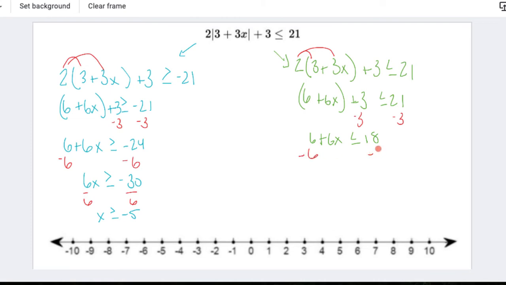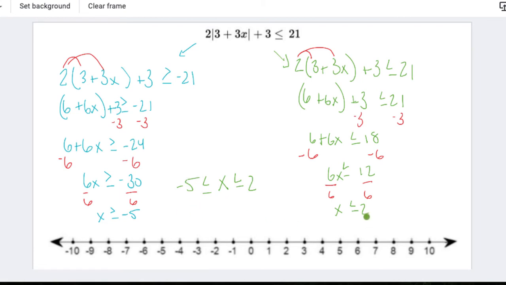Subtract our 6 again. So 6x is less than or equal to 12. And again, we don't want 6x, we just want 1x, so we'll divide that by 6. And now we know that x has got to be less than or equal to 2. Okay, so this is and, which means we can write it as one inequality, right? We can write it like this.